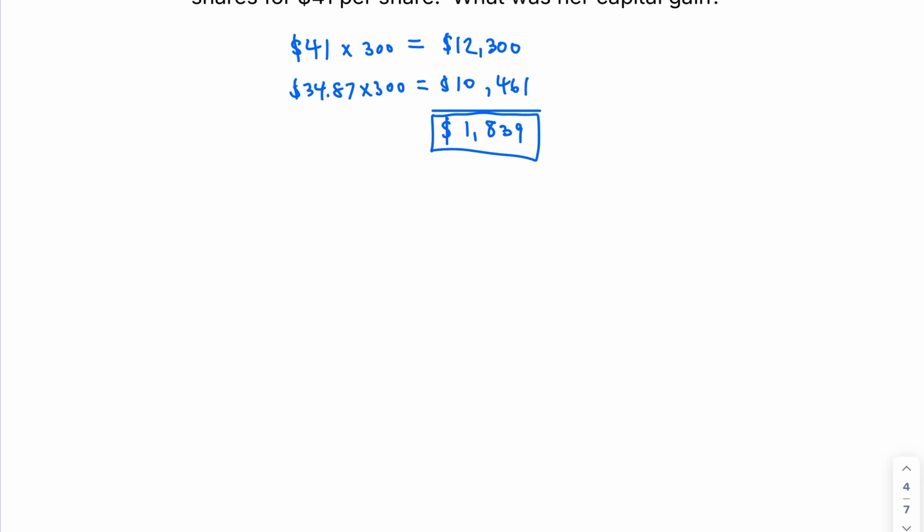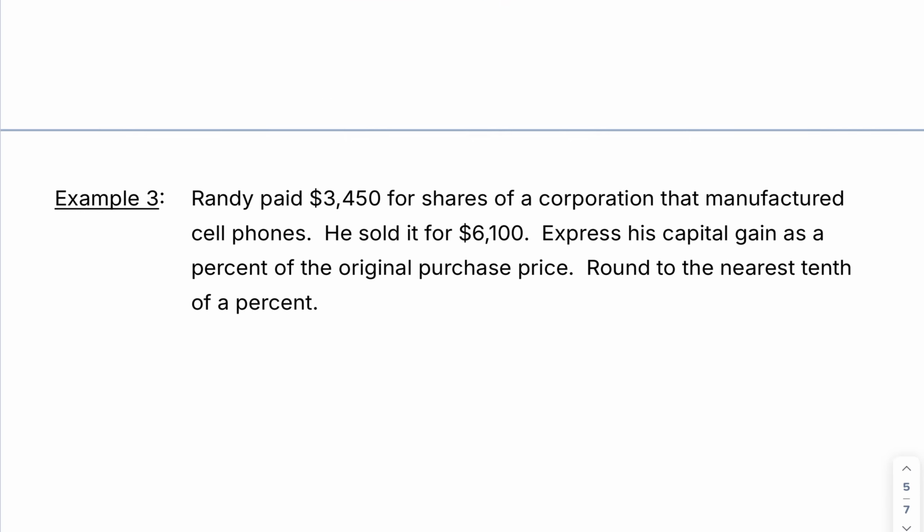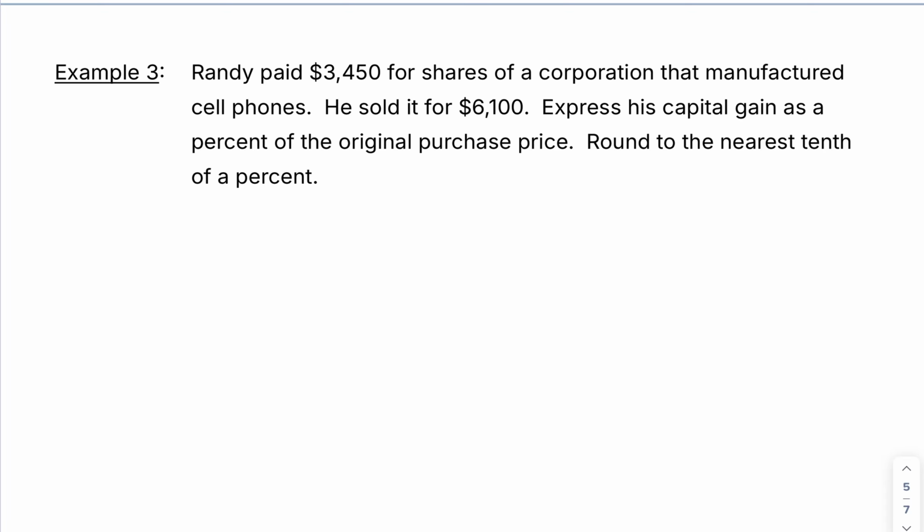Okay, and let's go ahead and move on to example 3. We have Randy, who paid $3,450 for shares of a corporation that manufactured cell phones. He sold it for $6,100, and we need to express his capital gain as a percent of the original purchase price, and round to the nearest 1/10 of a percent.